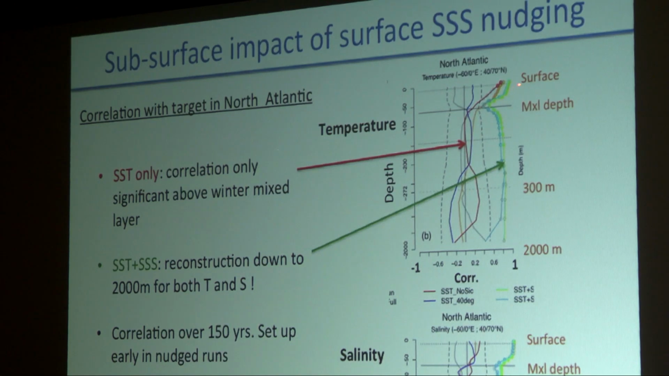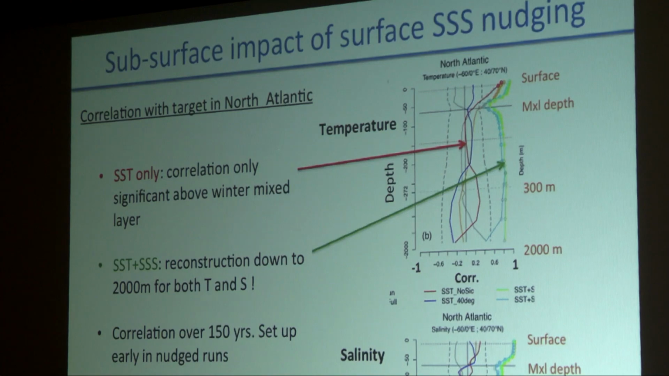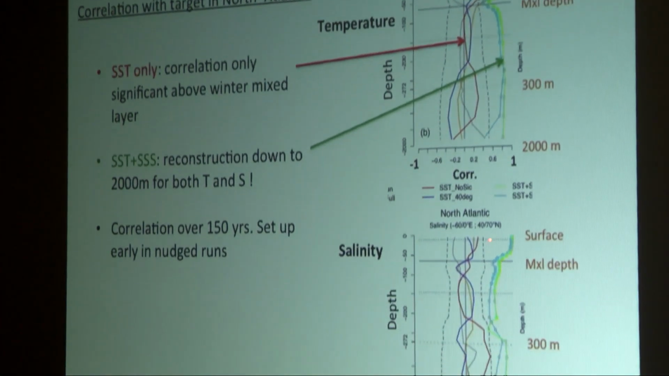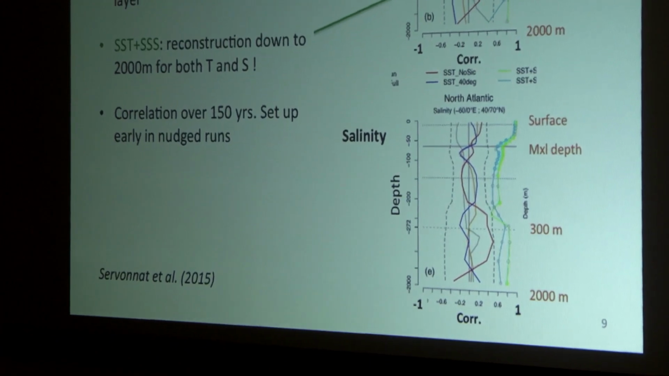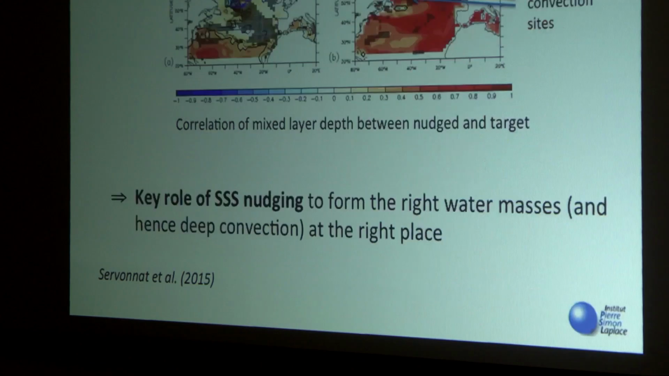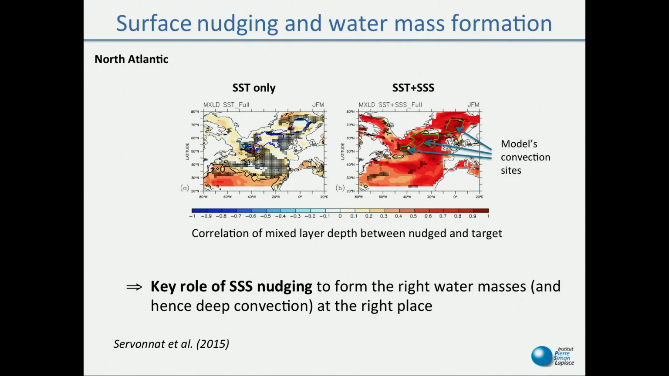And this is for temperature. If you add the salinity, this is the correlation you get for temperature, so now you're good for the first 2,000 meters. Okay? And of course, same thing here for salinity, and we have nothing in salinity when we just restore the surface temperature, as expected. Right, so that's encouraging.